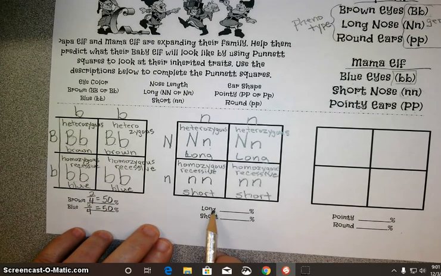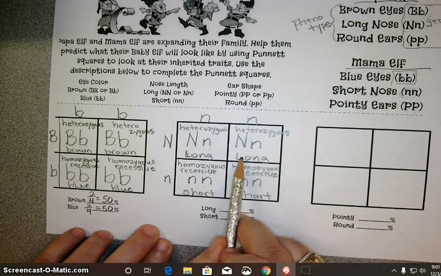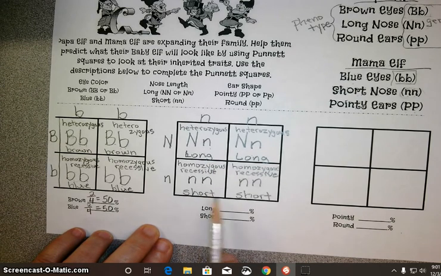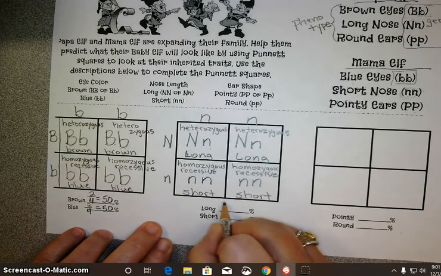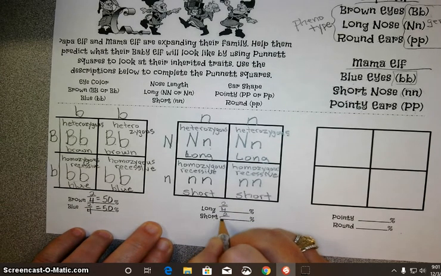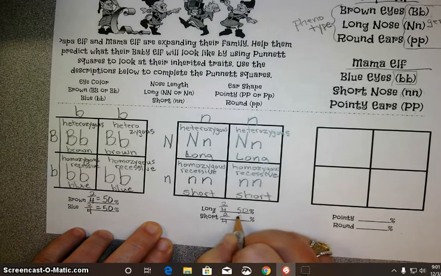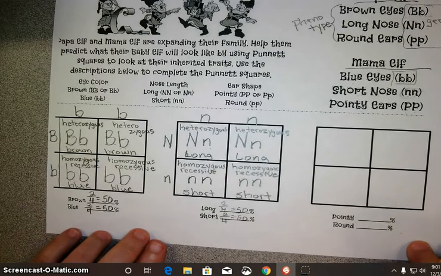Now we need to do the percentages. How many were long and how many were short, and do your numbers. So again, we get the 2 out of 4 for each, and they're both 50%. Now, it won't always be that way, just our 2 examples so far have been.